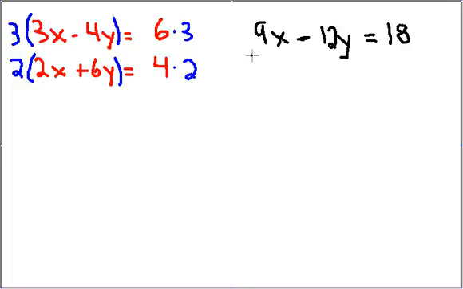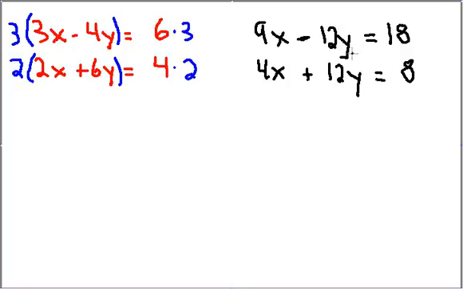2 times 2x is 4x. 2 times a positive 6y is a plus 12y. So that leaves us with 4x plus 12y on the left, and then 4 times 2 is 8. We now have 8 on the right.